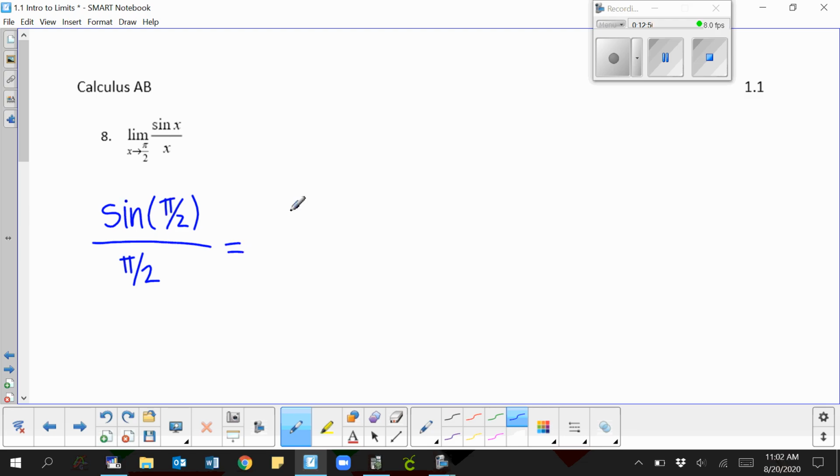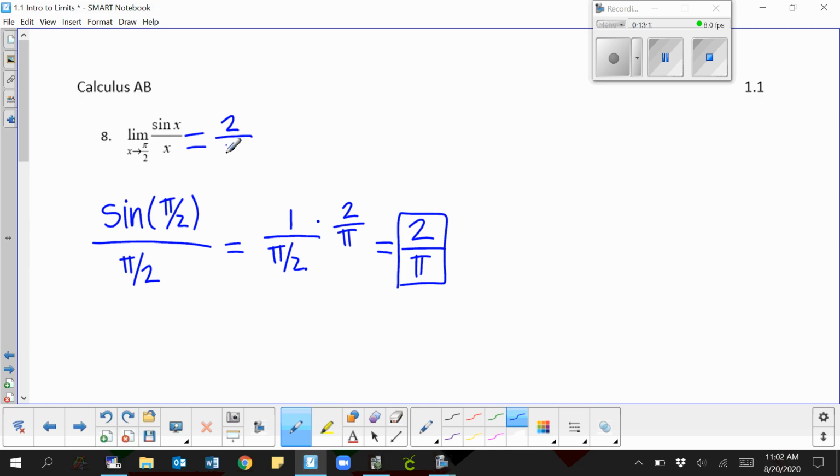So I'm looking at 1 over pi over 2. And remember, we can't have a fraction in our denominator. So I'm going to flip it and bring it up here. So it's going to be 2 over pi times that 1. So our answer is just 2 over pi. So the limit is 2 over pi.